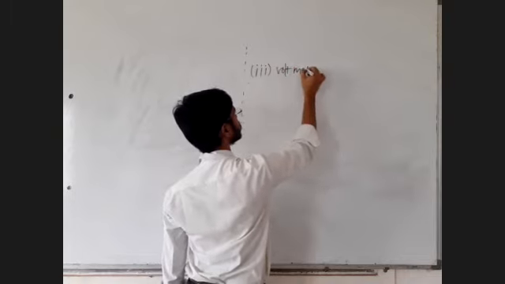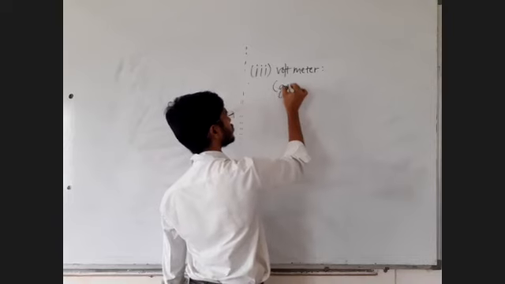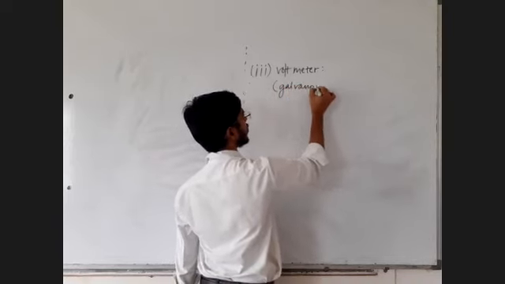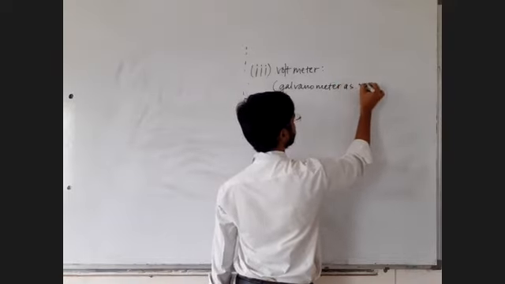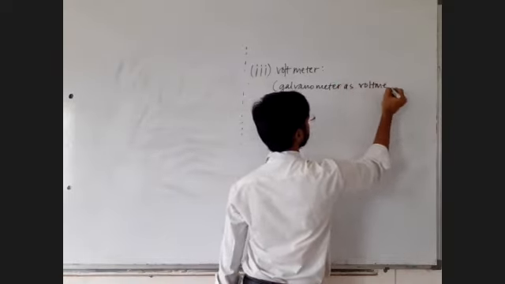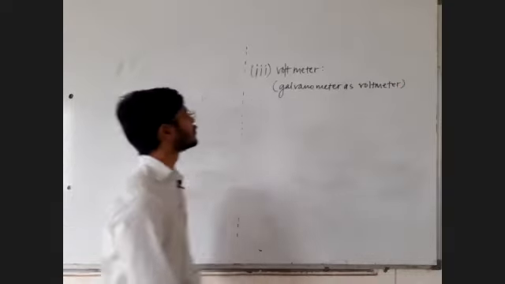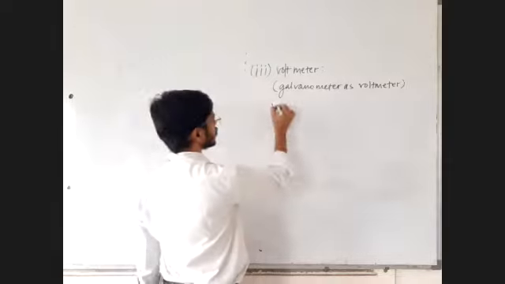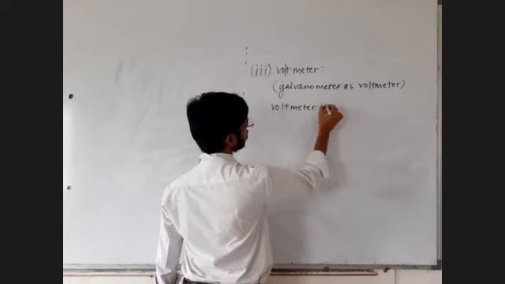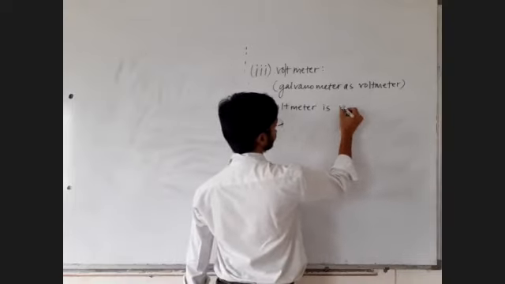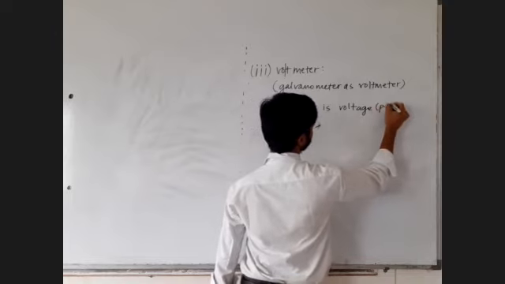Voltmeter. Or galvanometer as voltmeter. You can use galvanometer as voltmeter. Write down voltmeter, just keep on writing. Voltmeter is voltage. Voltage means potential difference, PD, short form.